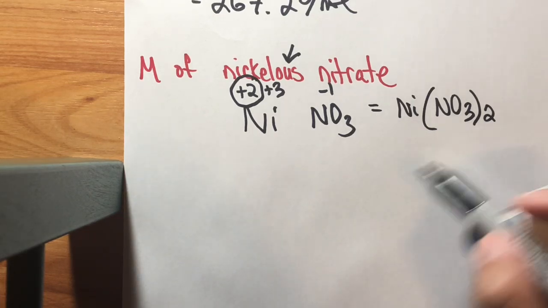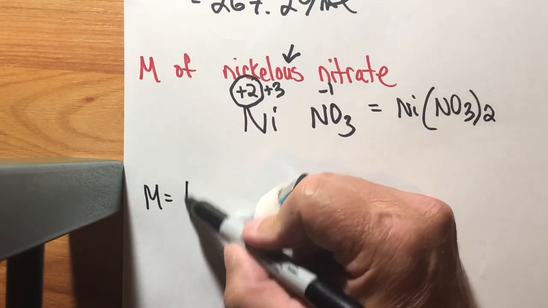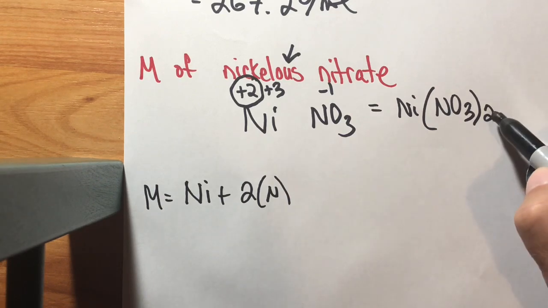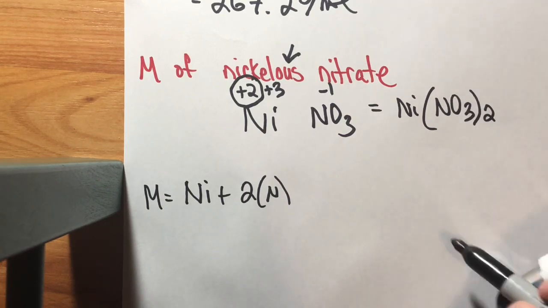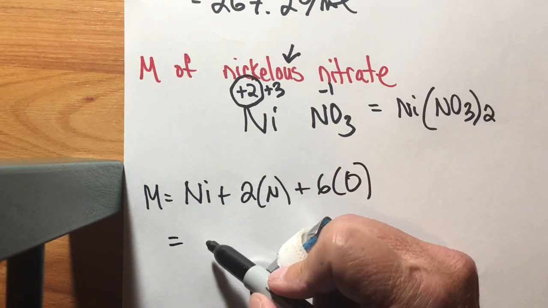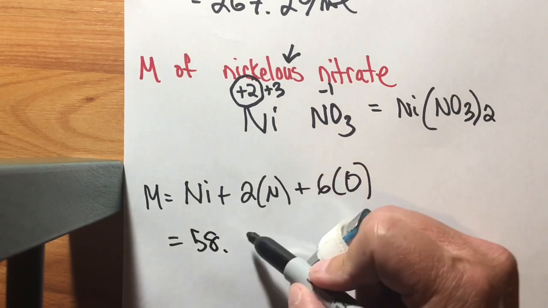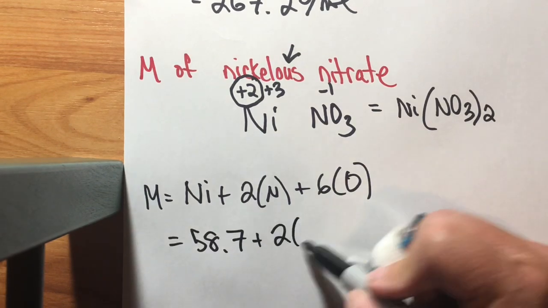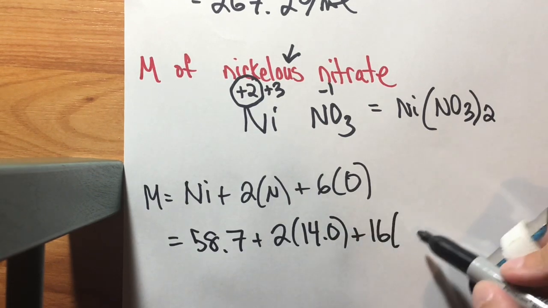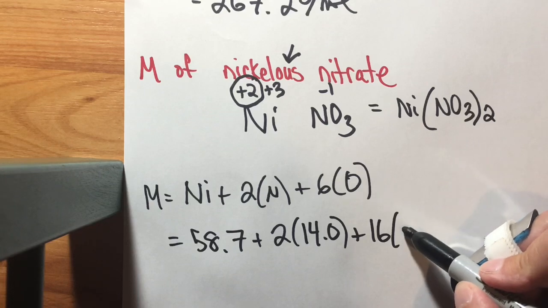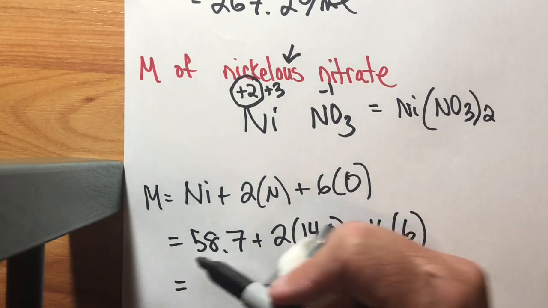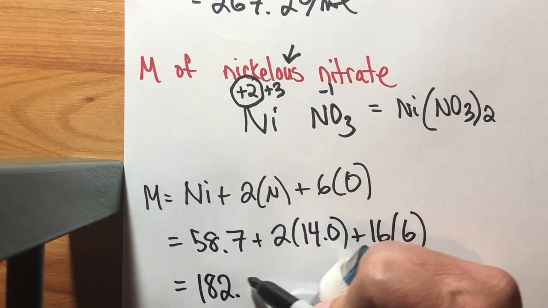Once you get this formula, then it should be easy. We're dealing with 1 nickel. We're dealing with 2 nitrogen. The number outside the bracket multiplies everything inside, and I'm going to end up with 6 oxygen. Nickel has a molar mass of 58.7. Nitrogen has a molar mass of 14. And oxygen has a molar mass of 16. So I am going to do that. And when I plug that all in my calculator, I get 182.7 grams per mole.